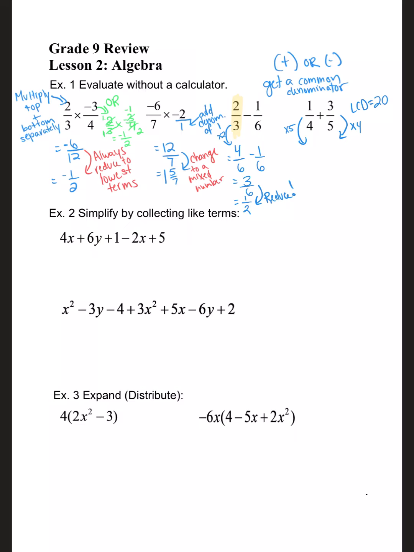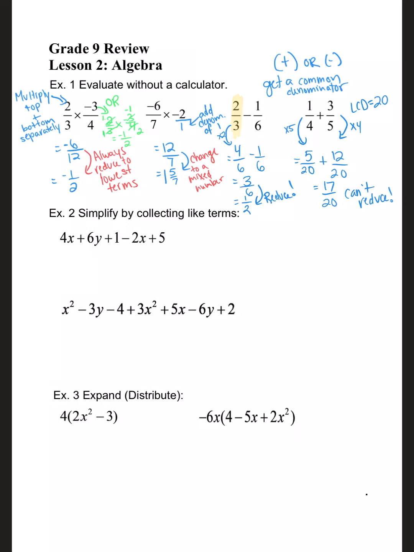So let's start with 1/4. I'm going to multiply my numerator by 5 and my denominator by 5. So we should get 5/20. For 3/5, I'm going to multiply my numerator by 4, it'll be 12, and my denominator by 4, so again you'll get 20. So we're going to add our numerators, 17, and leave our denominators the same. And in this case, we can't reduce. 17 is a prime number, so we can't get any lower than that.